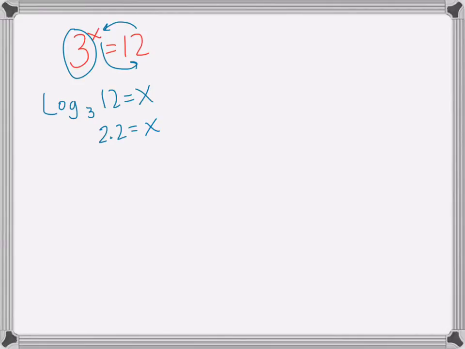But of course, if you can go one way, meaning go from exponential to logarithmic, you can go from logarithmic to exponential. So let's say I have log x equals 100. So log x equals 100.